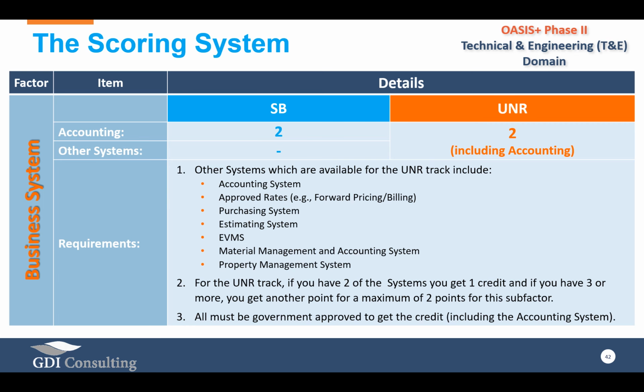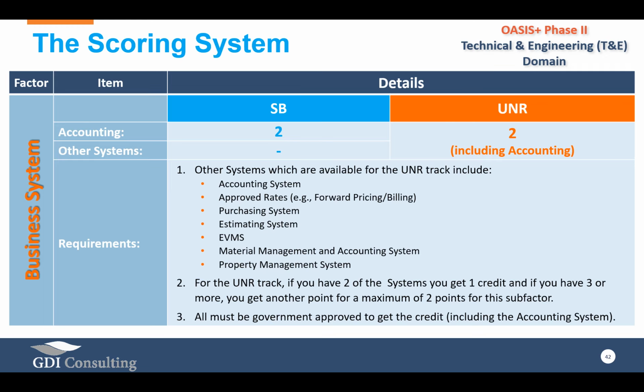So for the business systems or accounting, you get 2 points for approved accounting if you're a small business. For unrestricted, there are 7 systems listed: accounting system, approved rates, purchasing system, estimating system, EVMS, material management and accounting system, property management system. If you have 2 of these, I'm talking about unrestricted, you get 1 point. If you have 3 of these, you get 2 points. That's how it works for unrestricted. For small business, you just have to have an accounting system, you get 2 points for it.